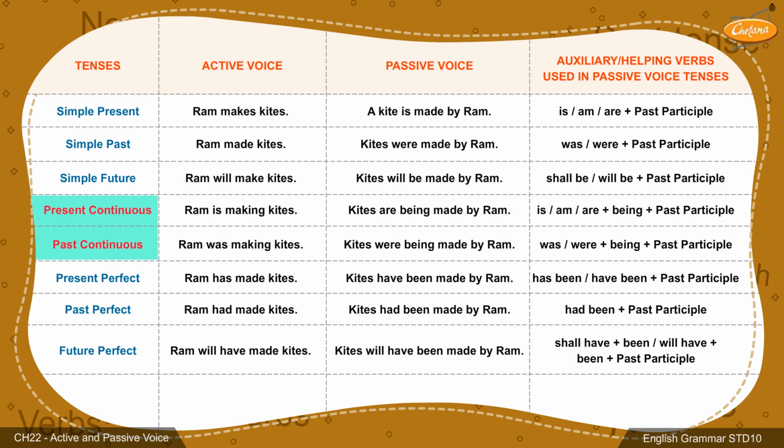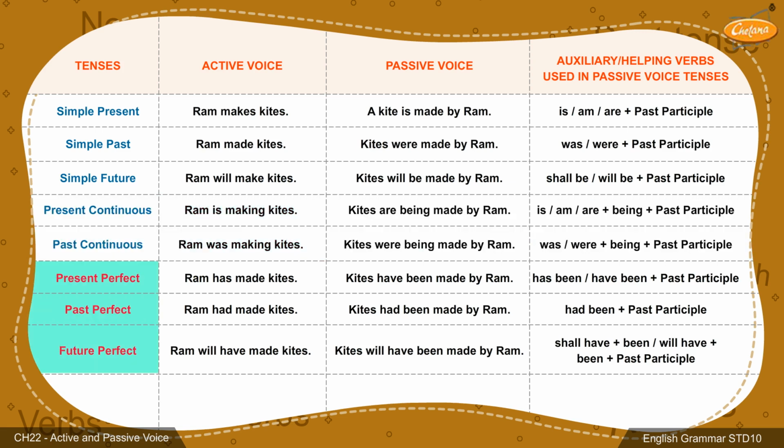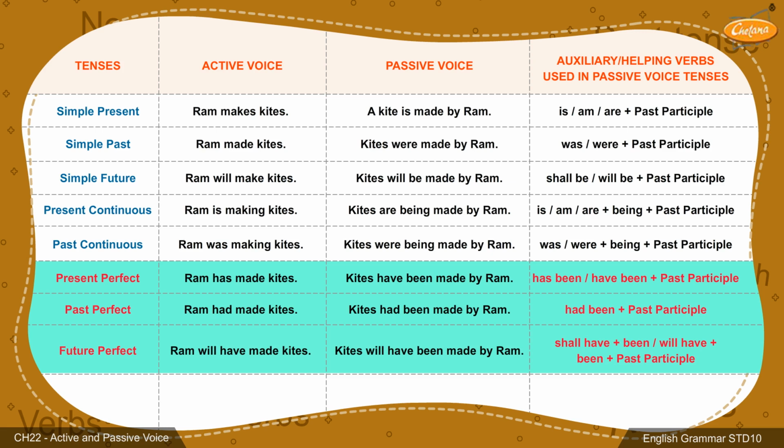Students, for a continuous tense, verbs where ing is added, the helping verb being must be added in passive voice for present and past tense. In case of perfect tense, the auxiliary verb been must be added in all three tenses. Thus, in perfect tense, has been, have been, had been, will or shall have been.